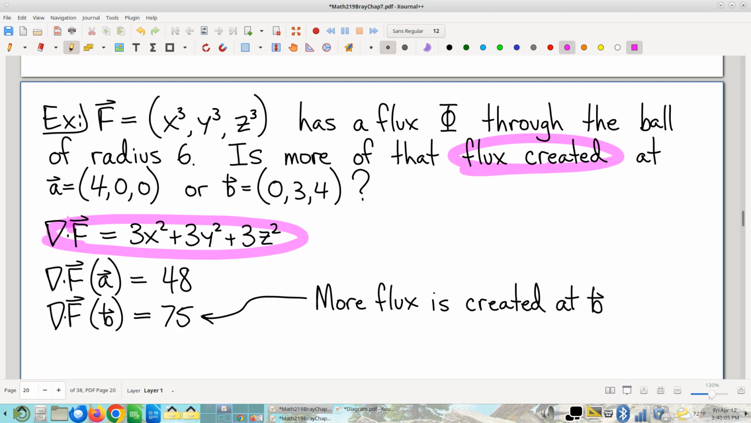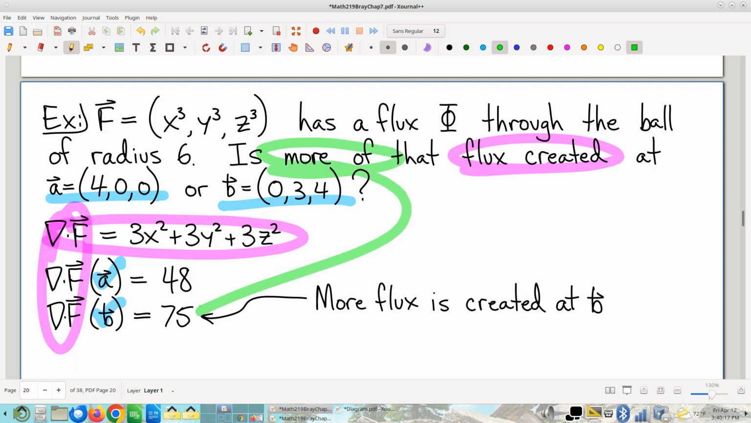And plugging in to that, plugging in our 2 points, our 2 interior points, A and B, and okay, you want to know where more of the flux is coming from? All right, more of the flux is coming from where the divergence is bigger. So B, apparently. Sort of half again more, a little over half again more. Is that cool?